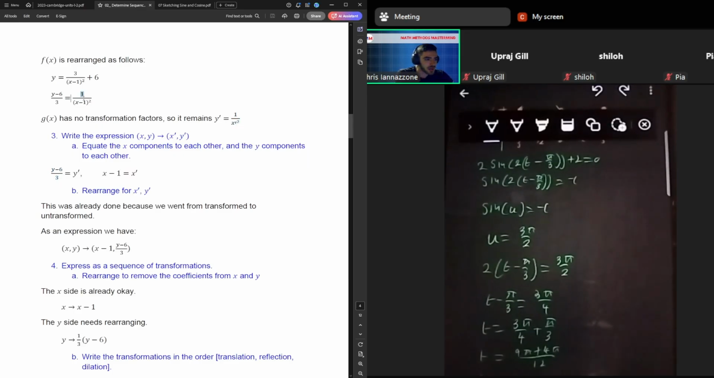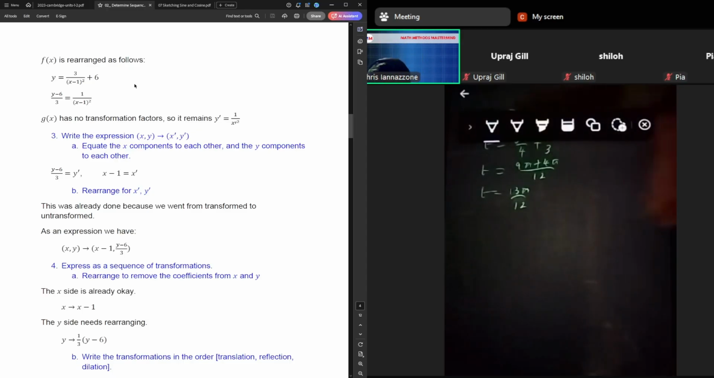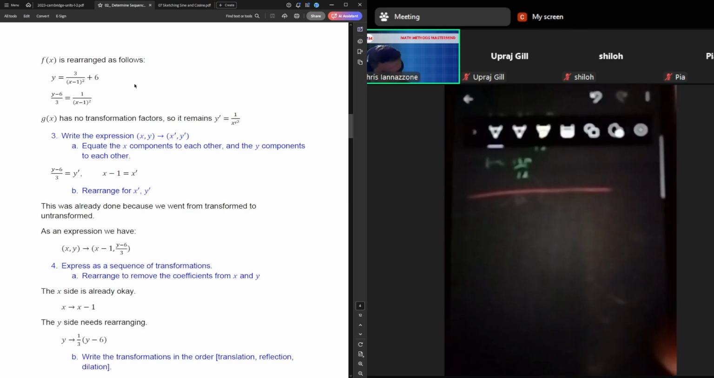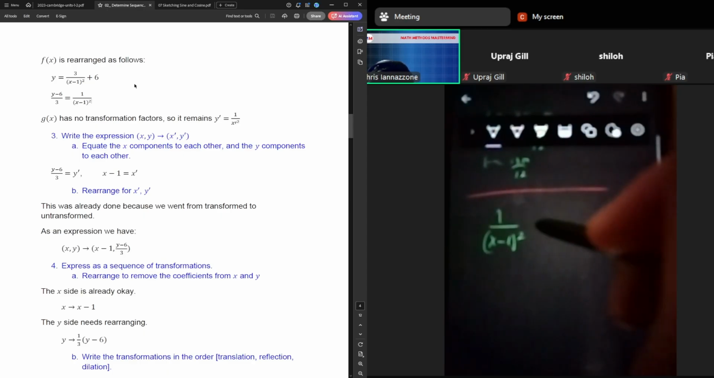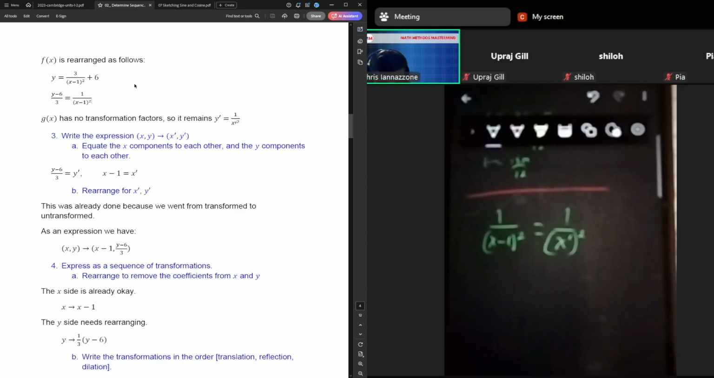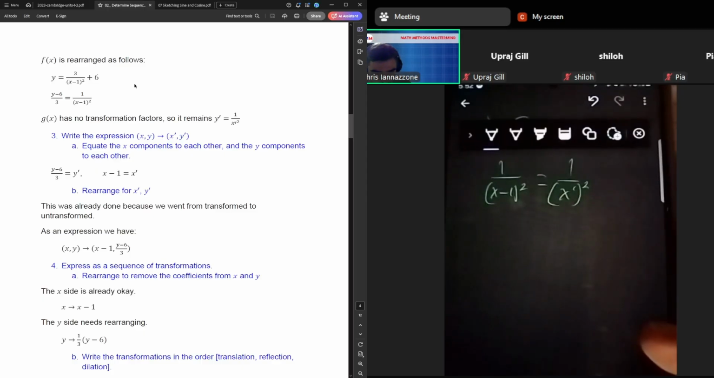If you happen to have ripped this directly from the right-hand side, it would look something like this, which I'll do on the handwritten bit. You would have 1 over x minus 1 all squared equals 1 over x dash squared. And of course, it's not focusing. There we go, that's better.